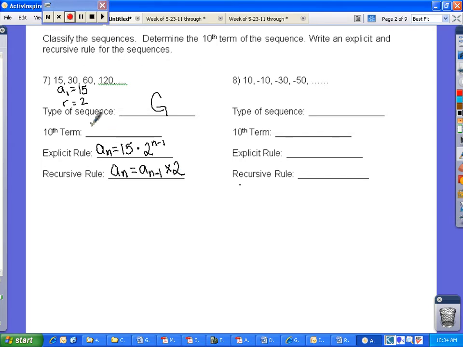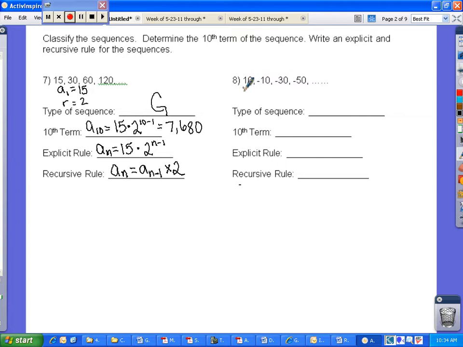So then to determine the 10th term, you're going to do a sub 10, use the explicit formula, equals 15 times 2 to the 10 minus 1, which is 9. So when you simplify that and put it in your calculator, you're going to get 7,680.